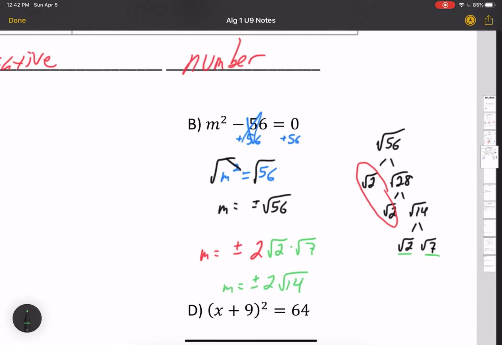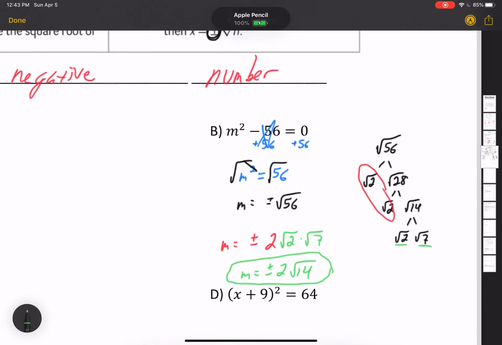And so I'm going to get plus or minus 2 square roots of 14. That one's a little tricky. But yeah, square root of 56 breaks down and the buddies get to come outside, and anything that doesn't have a buddy doesn't get to come outside, is going to multiply together and stay underneath the square root. Okay? So that wraps up B.